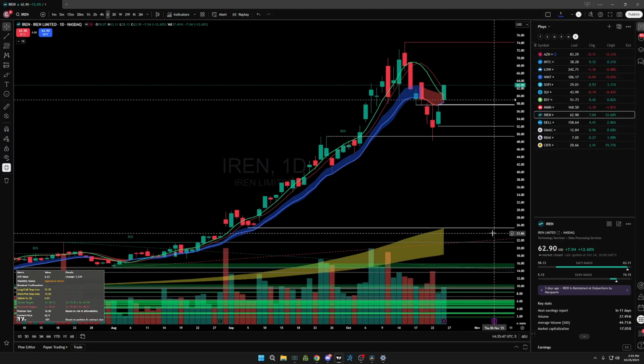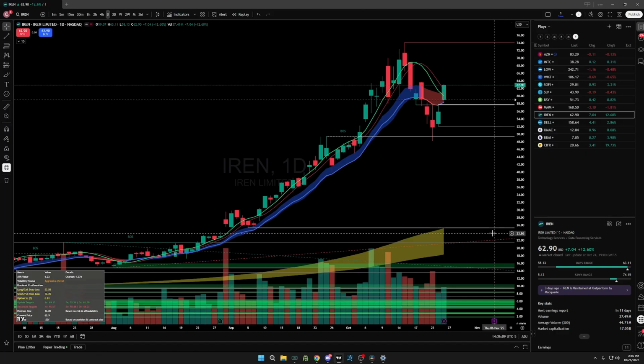The 12 cloud measures strength and follow through. If the cloud is thick, that means there's conviction. If the cloud is thin, that means there's heavy exhaustion. When price rides the 12 cloud cleanly, it's called the clean walk. When price rejects the cloud, it's an early sign of reversal.